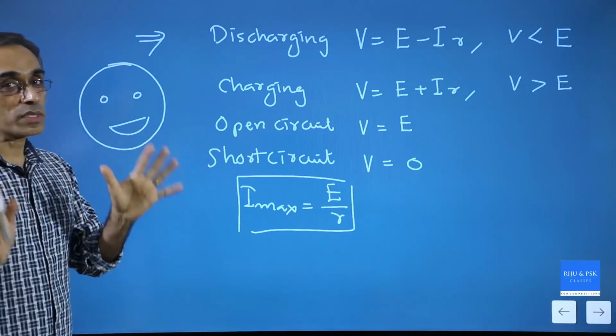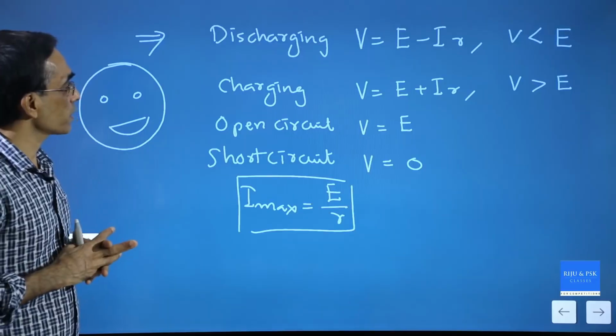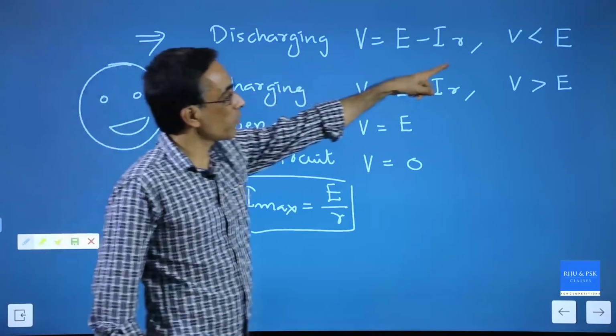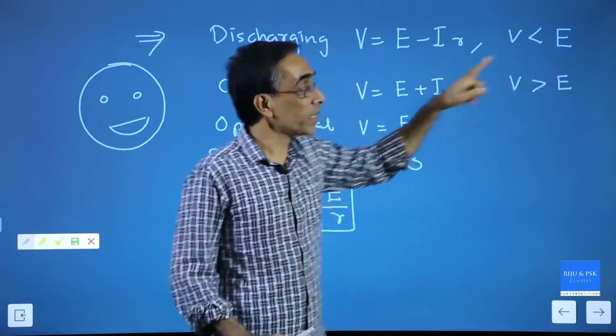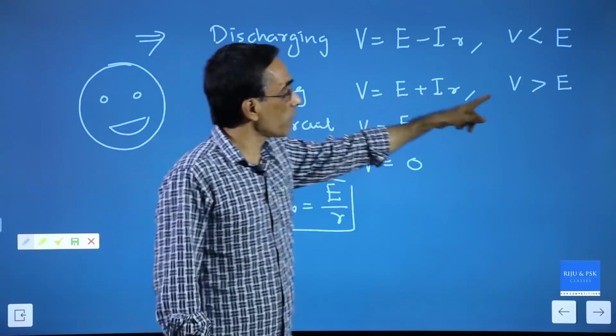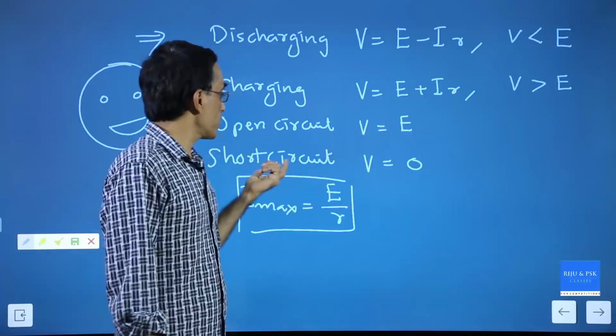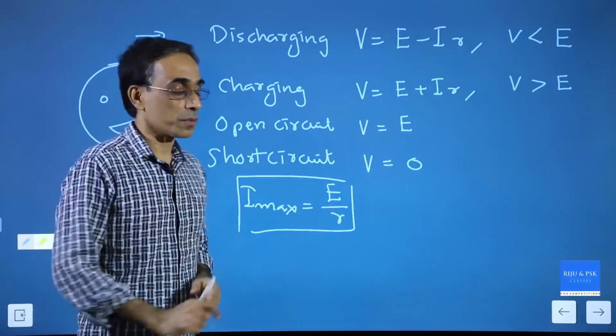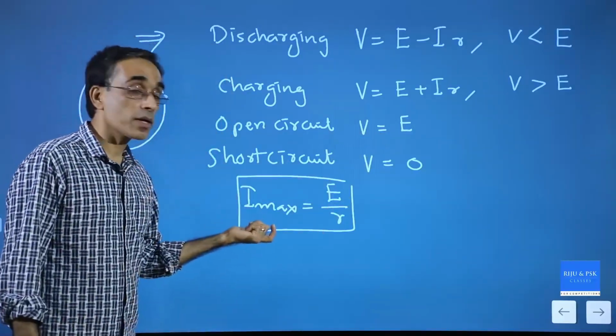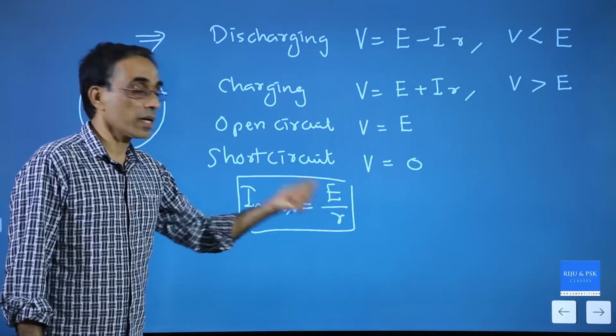Last class we studied about charging and discharging of a cell. While discharging, terminal voltage is less than the EMF of the cell. While charging, terminal voltage is greater than the EMF of the cell. In open circuit, they are equal. In short circuit, terminal voltage equals 0. And the maximum current that you can draw from a cell is E by R.